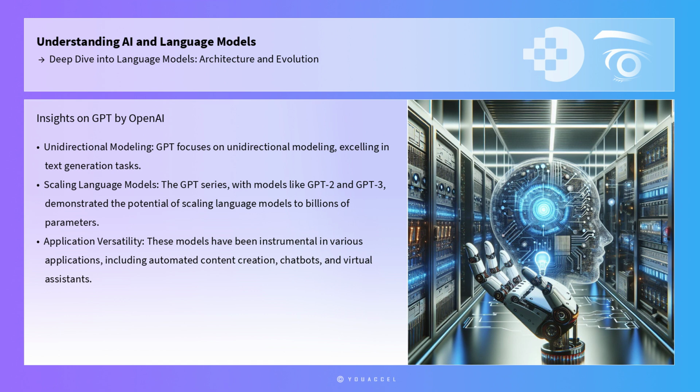Conversely, GPT, developed by OpenAI, focuses on unidirectional modeling, which excels in text generation tasks. The GPT series, with models like GPT-2 and GPT-3, demonstrated the potential of scaling language models to billions of parameters, improving their ability to generate coherent and contextually relevant text. These models have been instrumental in various applications, including automated content creation, chatbots, and virtual assistants.